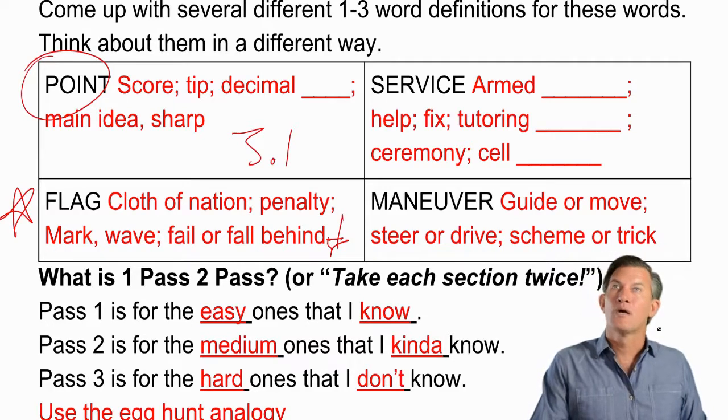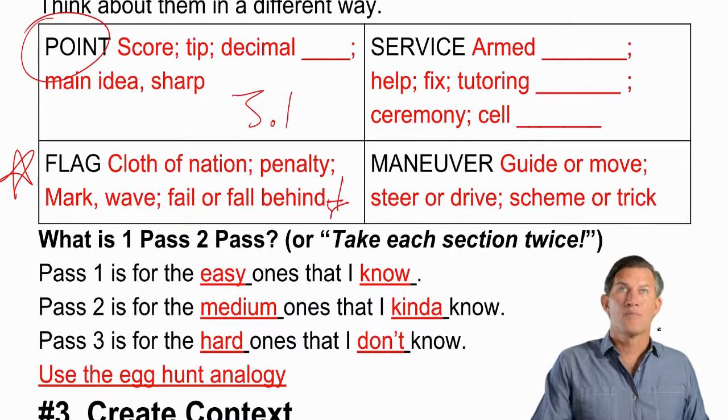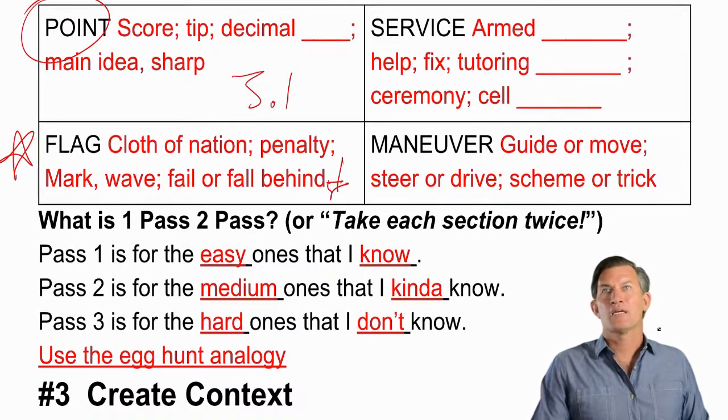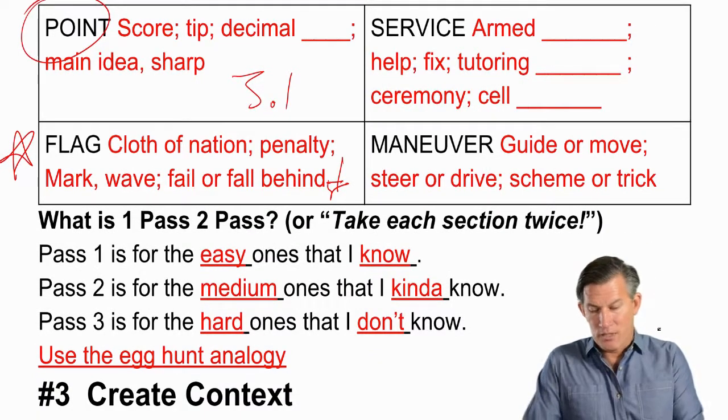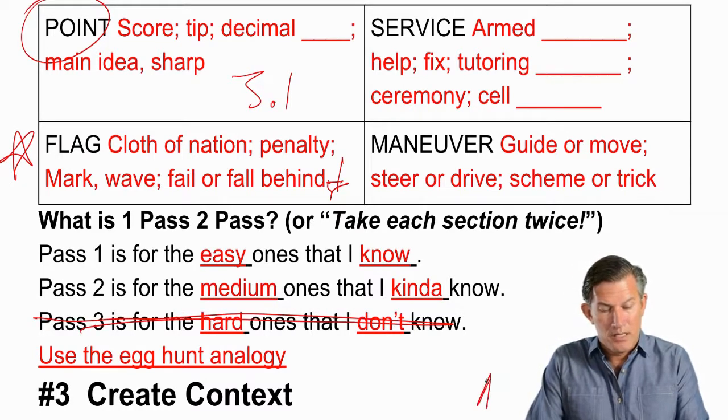It's like a detour. Okay, pass 1 is for the easy ones you know. Pass 2 is for the medium ones you kind of know. And pass 3 is for the hard ones that you don't know, but actually you're not going to do this one. Okay, so here's an Easter egg hunt.